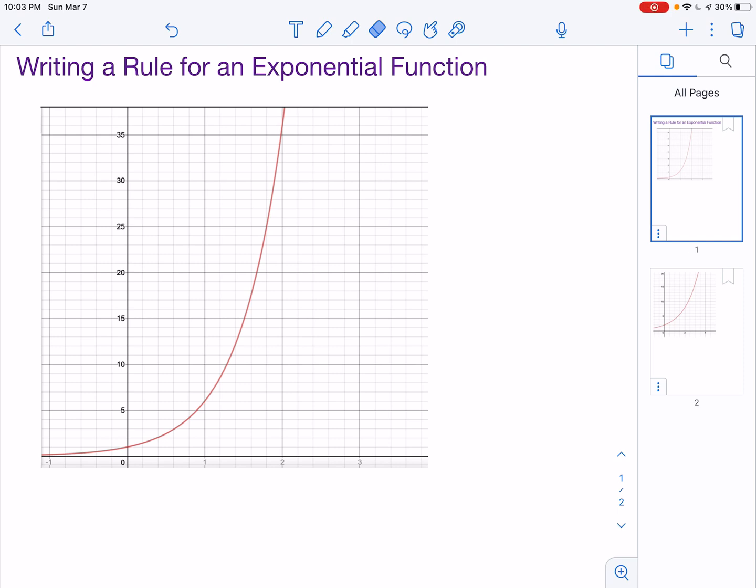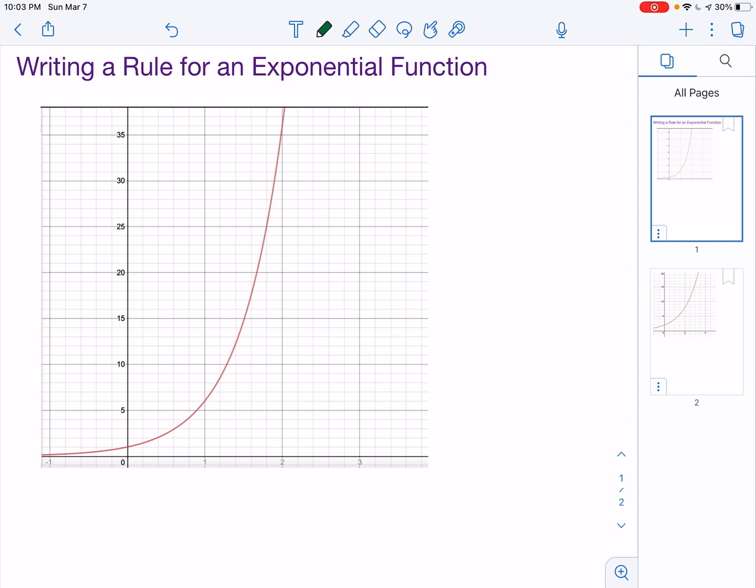Today we're going to take a look at writing a rule for an exponential function. I have a graph here of an exponential function, and I have to figure out what is happening between my x and my y. So the first thing I'm going to do is see if I can find some points on this graph that will help me.